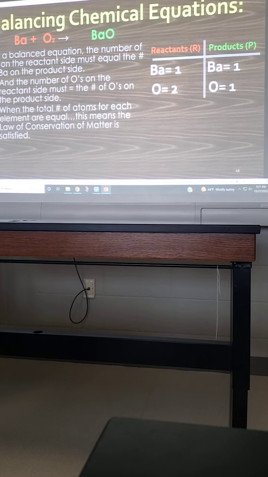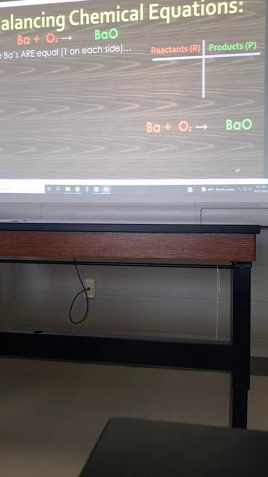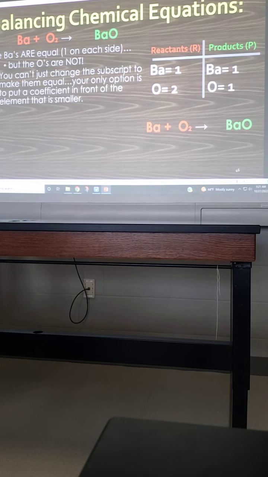We can fix it, though, by putting in some coefficients. You guys with me? Good. All right, so Ba's are good. We don't need to do anything with that right now. But the O's are definitely not. 2 and 1 don't match. So obviously it'd be nice if we could just put in a little 2 over here. Just add a subscript. Are we allowed to do that?